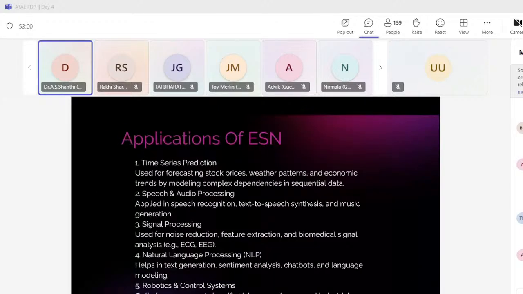And then some of the applications: time series prediction, speech and audio processing, signal processing. This is widely seen in ECG and EEG, and then NLP, robotics and control systems. Here it optimizes the movements in self-driving cars, drones, and industrial automation. Of course, it is applicable to various edge technologies.